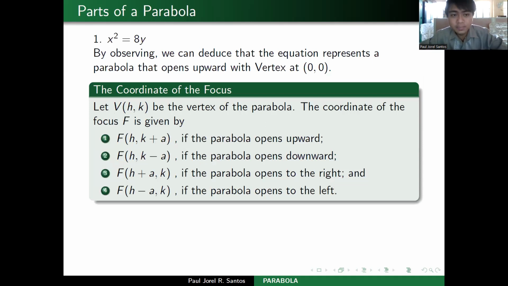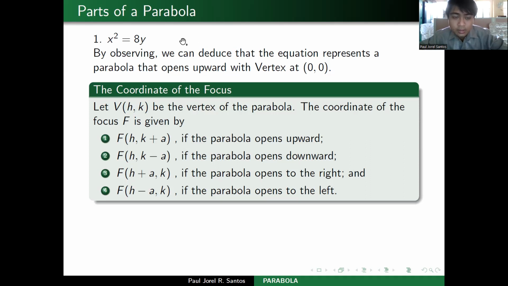Now, how to determine the focus of the parabola, or the coordinates of the focus? First, by observing, we can deduce that the equation represents a parabola that opens upward. x squared equals 8y is in the form where the parabola opens upward, and as you can see here, 8 is positive. Hence, since 8 is positive, the parabola opens upward. We also have to take note that its vertex is at (0, 0).